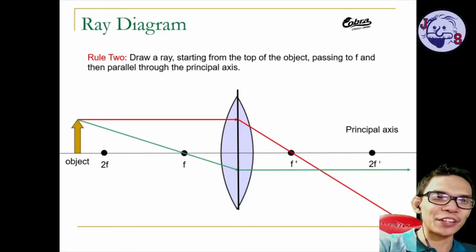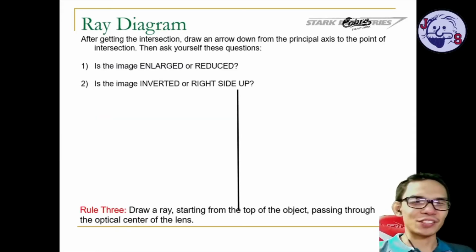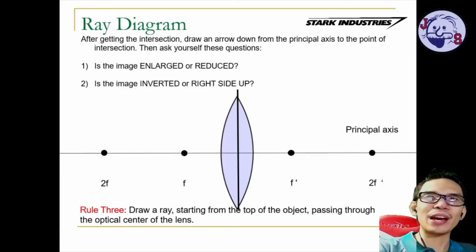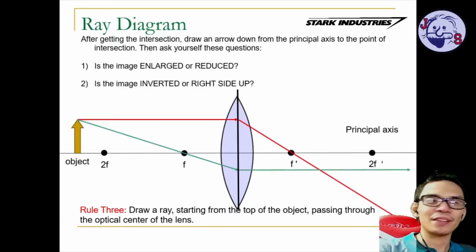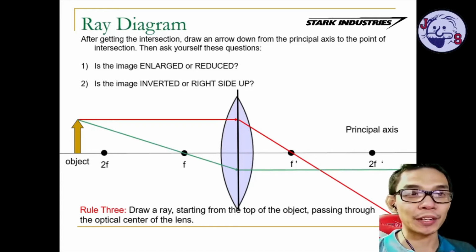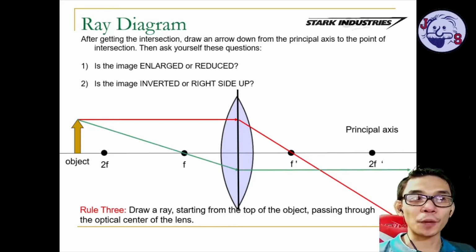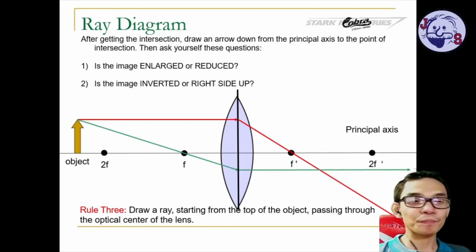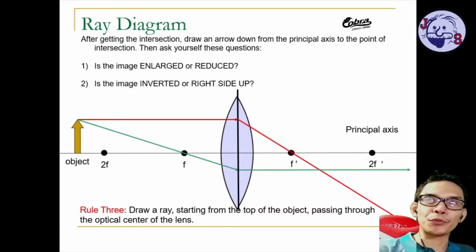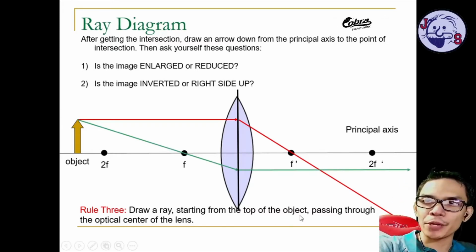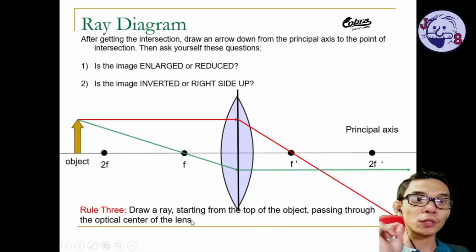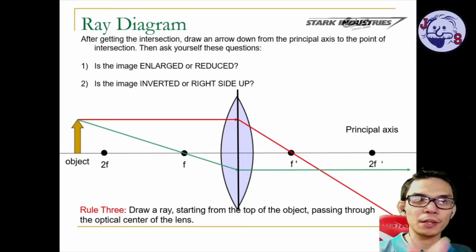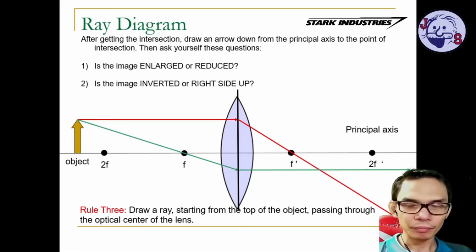So, we have the third line. Again, we have the object, principal ray, and the focal ray. Now, the third line is the optical ray. According to the step, draw a ray starting from the top of the object, passing through the optical center of the lens. You can pause this video to try out drawing it first before I reveal the answer.